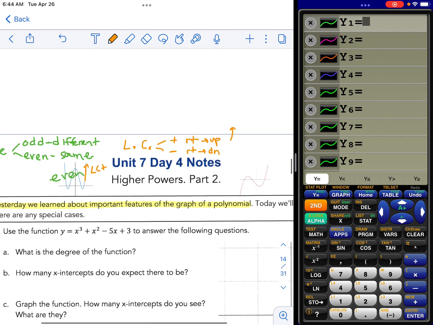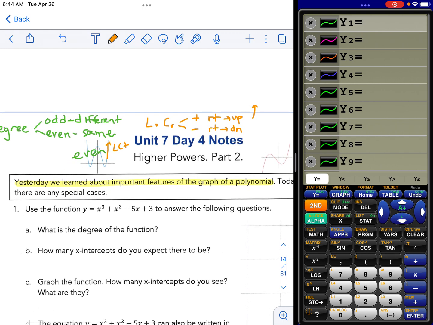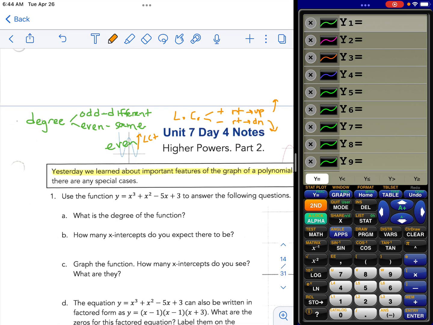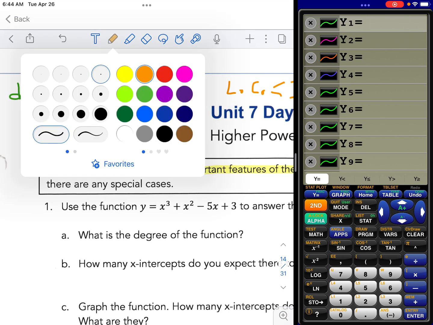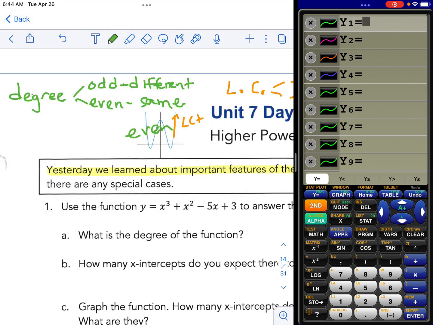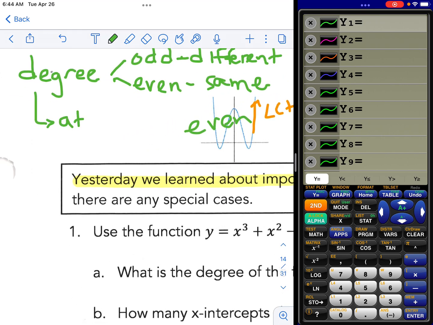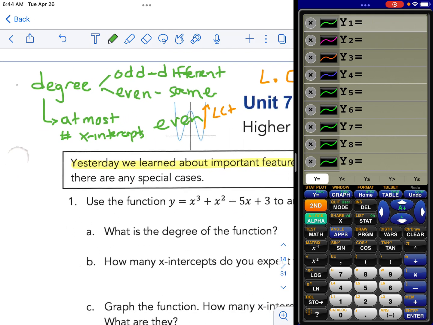And then again, we can look back at the degree, so like this. The right side would do something like this, and then we can look back at the degree and conclude what happens to the left side. And then the other thing that we determined is that the degree is at most the number of x-intercepts. So if we have a degree of 4, we have at most 4 intercepts. We could have fewer, but we won't have more.